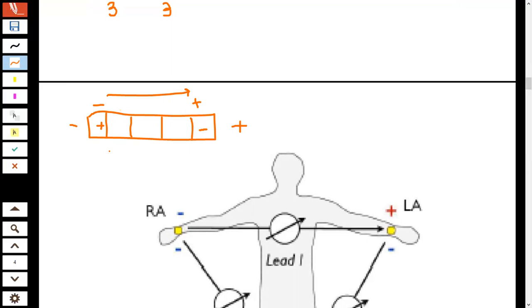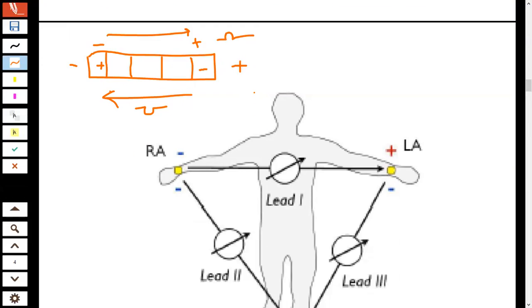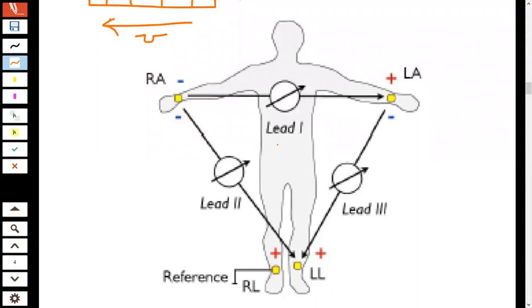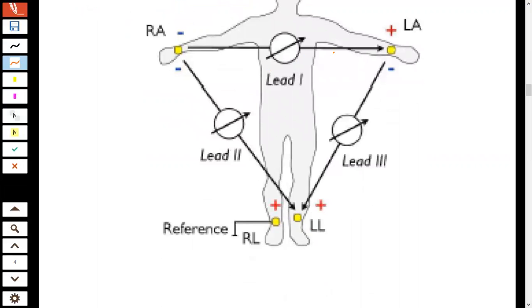But if I talk about the opposite direction of the depolarization, it will be far different. It will be opposite to the direction and it will show the negative deflection here, and here it will show the positive deflection. Now if I talk about the leads here, there are 3 leads. Lead 1 has the positive electrode attached to the left arm and the negative electrode attached to the right arm. And for limb lead 3, the positive electrode is on the left leg and the negative on the left arm. And the right leg electrode is the reference.